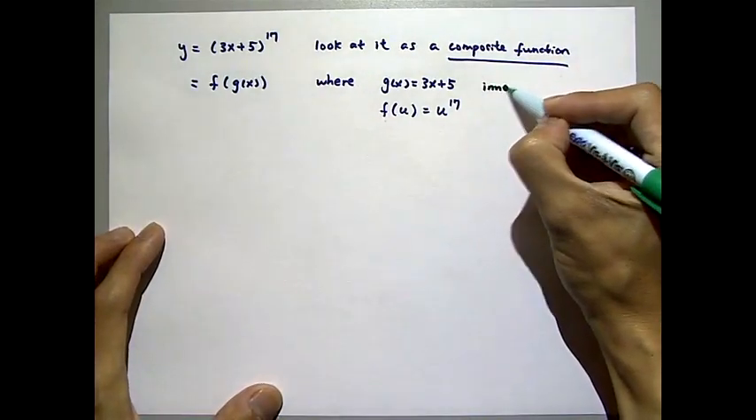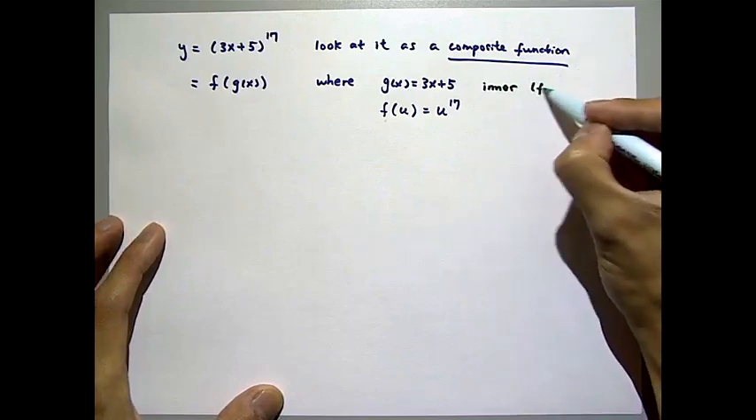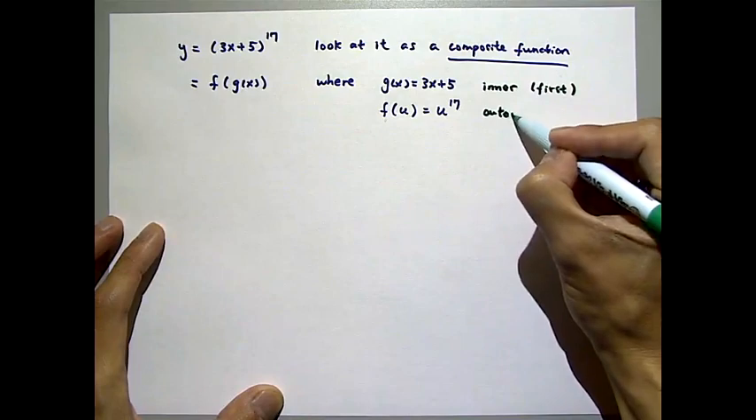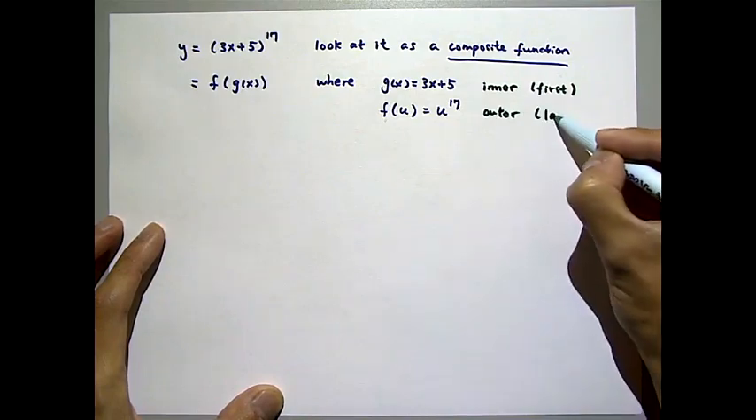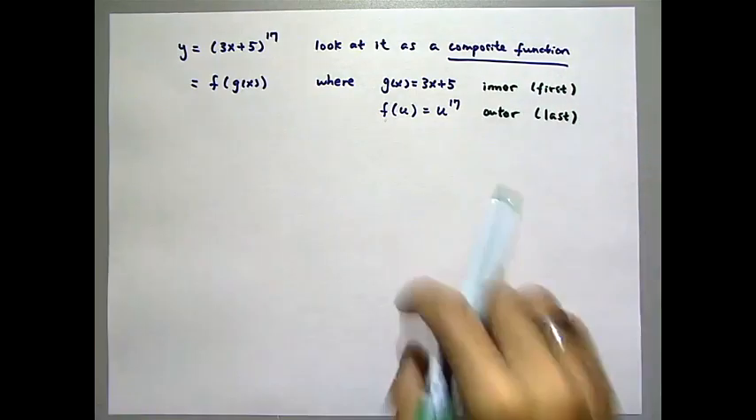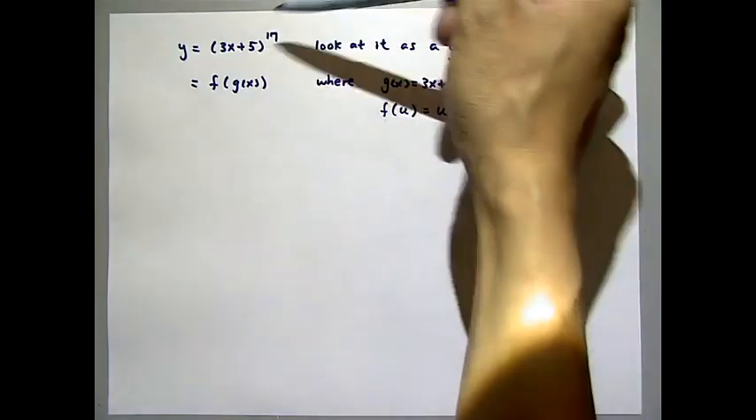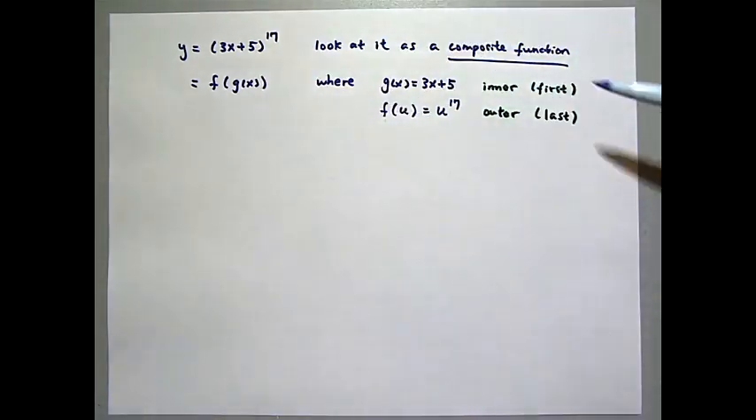So this is the inner or the first function. It's the first function because that's what happens first. If you make up your mind what x is going to be, the first thing that's going to happen is that 3x plus 5. That's the inner function. And then what comes outside, the last thing that happens, is the power of 17.